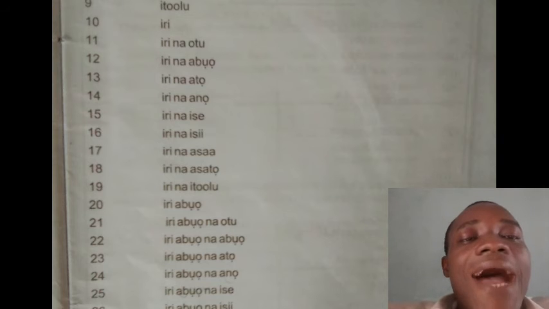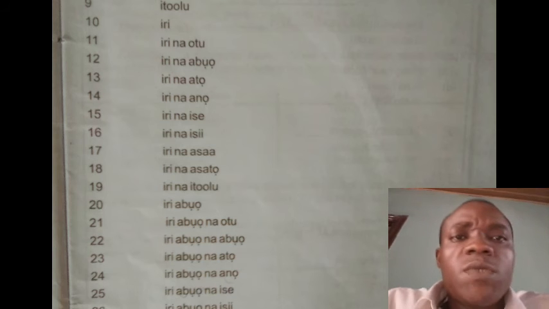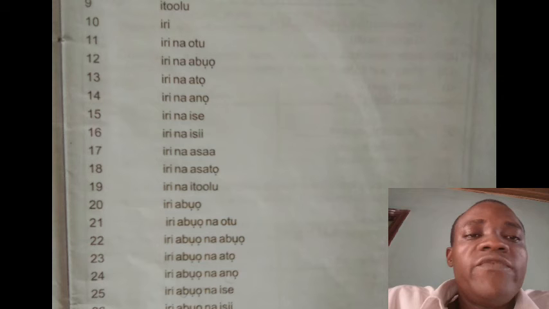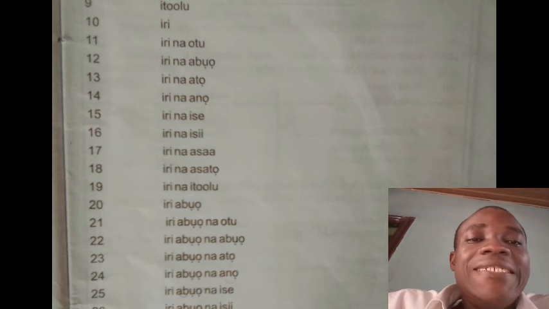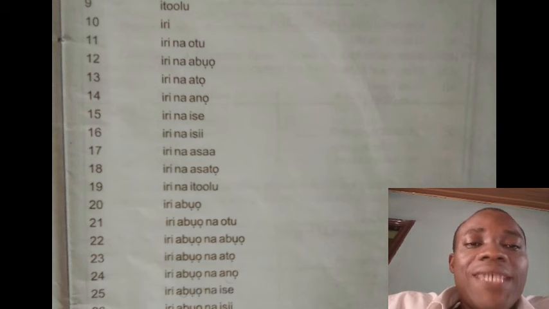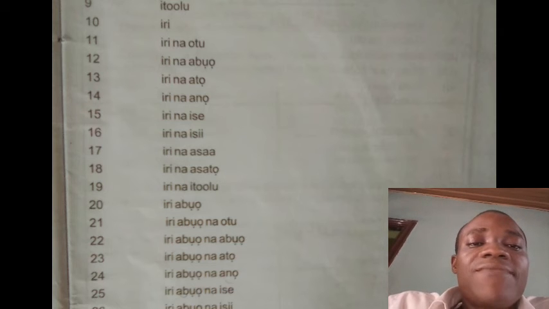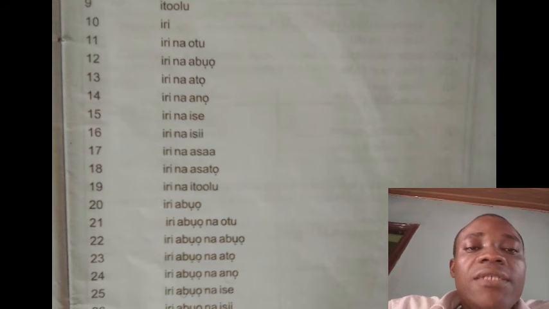Now 10 is iri. Now 11 is iri na otu. You see that place where we put na, where you add na. So please pay attention now. 11 is iri na otu, 12 is iri na abuo, 13 is iri na ato, 14 is iri na ano, 15 is iri na ise, 16 is iri na isi, 17 is iri na asa, 18 is iri na asato, 19 is iri na itolu, 20 is iri abuo.